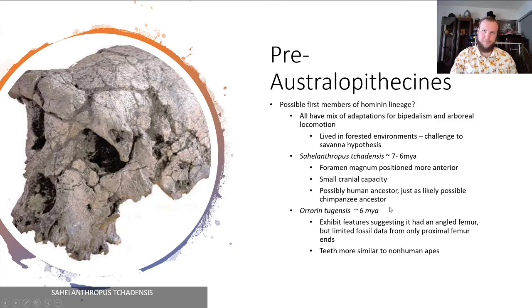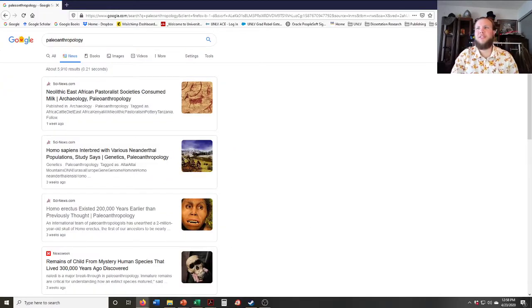And really quick, the reason why we're not so sure about the human lineage is that it's constantly changing. When I first learned about early humans, I was told that Neanderthals were a completely separate species. There was no interbreeding, and now we know that's not true. So it's constantly changing. To show that, if you just type in paleoanthropology and look at the news, you can see all these different articles that are coming out.